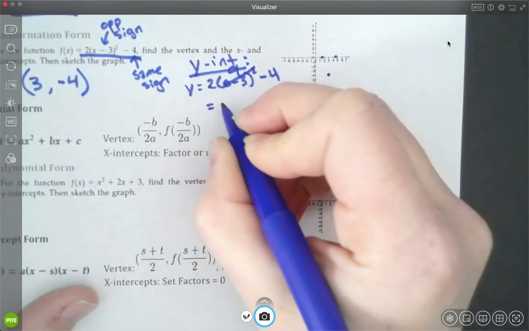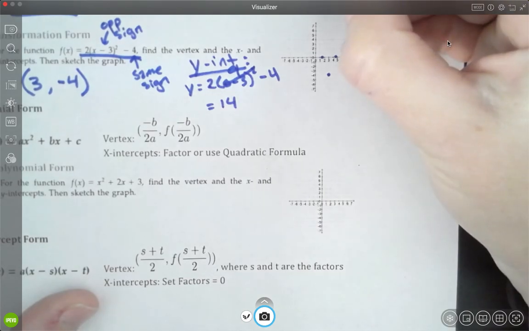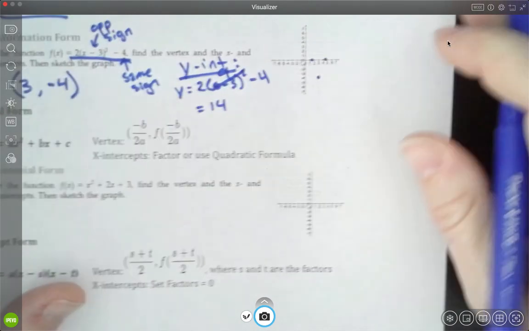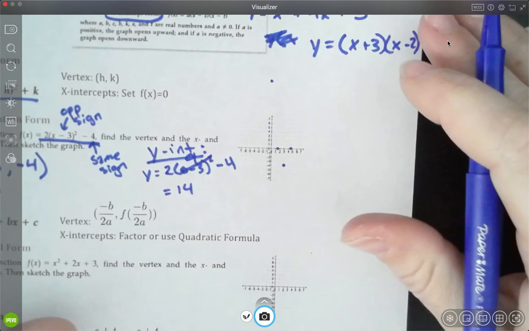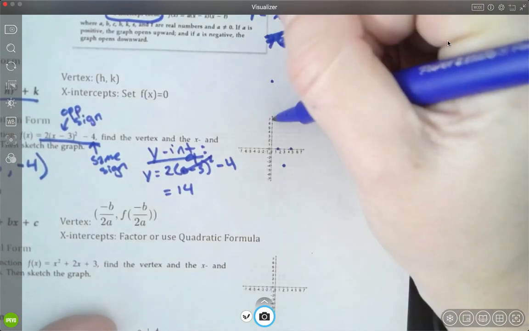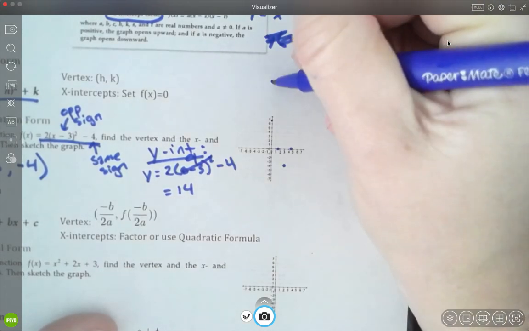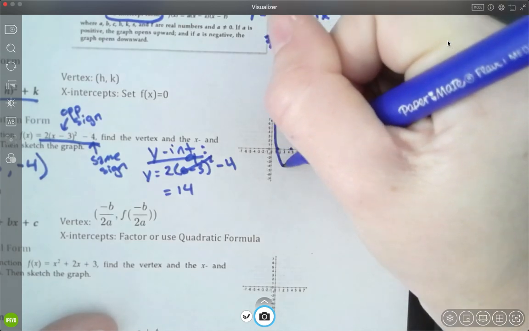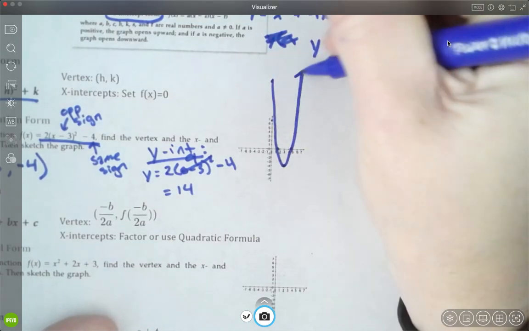So he's going to cross all the way up here at like 14, which is double. It's like off the graph, right? If this is 7, then that's 14. He's going to be a really skinny guy. Like that. Okay? That's what he looks like.